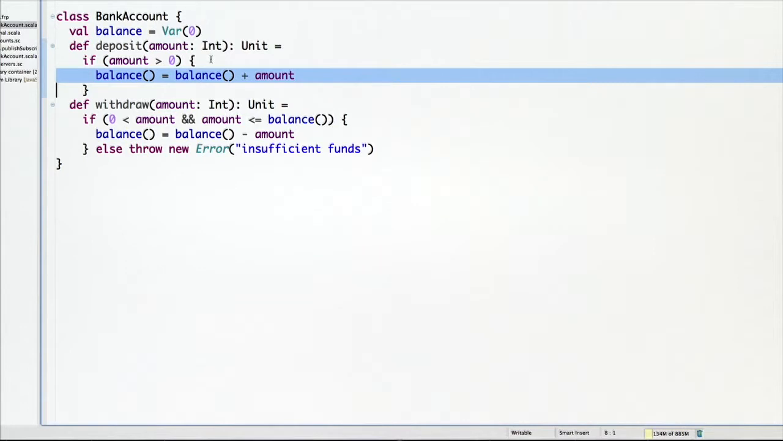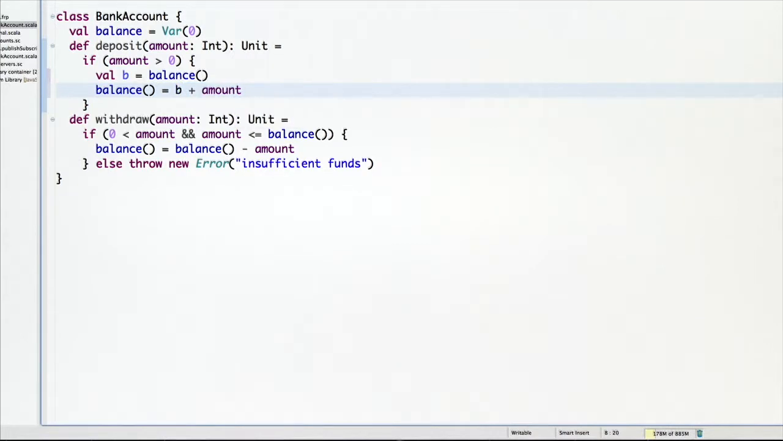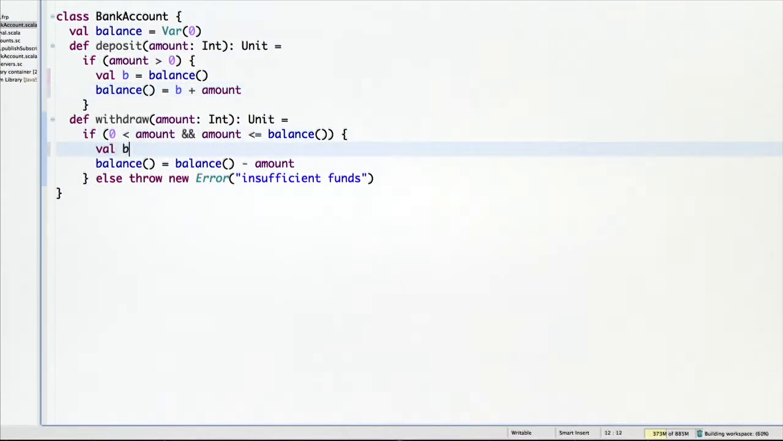So how do we fix it? Well, what we need to do to fix it is we have to pull out the balance signal into a separate definition here that pulls out the current value of balance and then just does this thing here. And we do the same thing here. So, val b equals balance, and balance equals b plus amount.